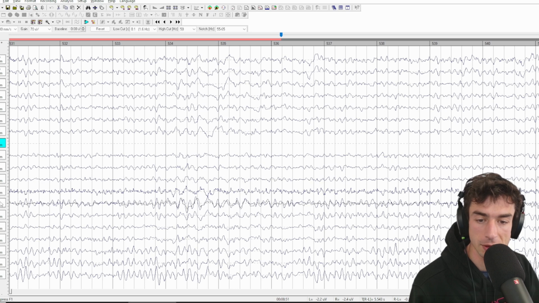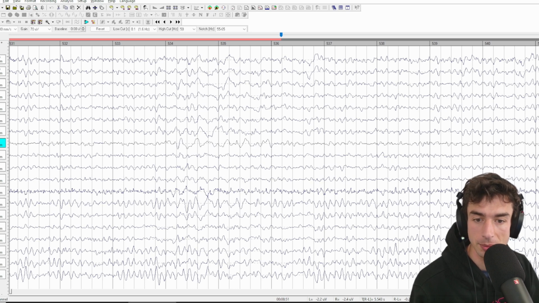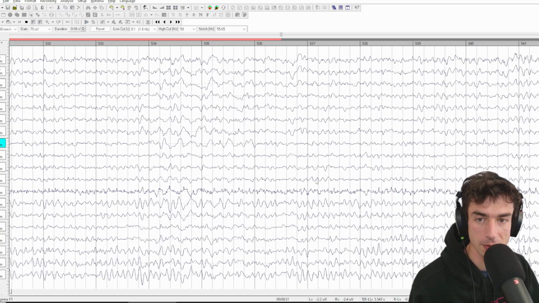And now we're seeing slowing that is more biased towards the temporal areas and also phase inverted from left to right. So it's a little different than what we were seeing in the eyes open.